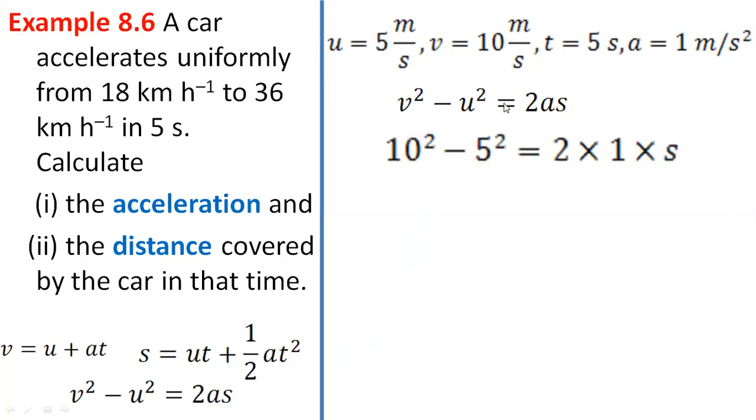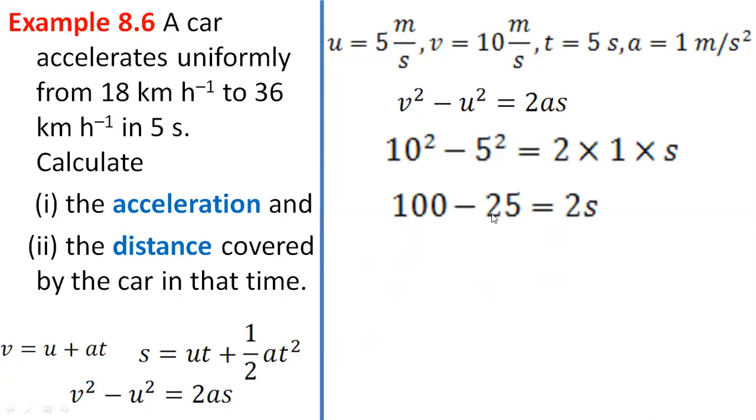So V square minus U square is equal to 2aS. The V value we have, U also we have. 2 into the acceleration value we calculated in the last sub bit. What was the value? 1 meter per second square. And 2 into 1 into S. Now what is 2 into 1? 2. And 10 square is 100, 5 square is 25. So V square minus U square is 100 minus 25, and 2 into 1 is 2, and into S, 2S.